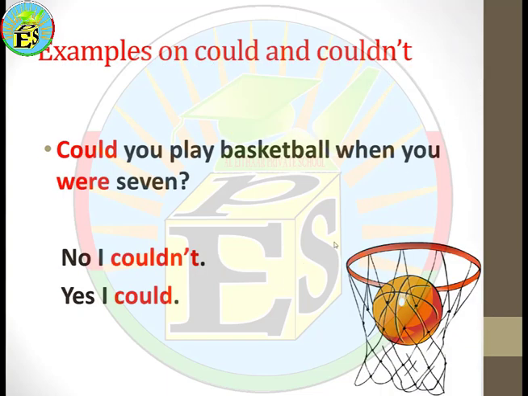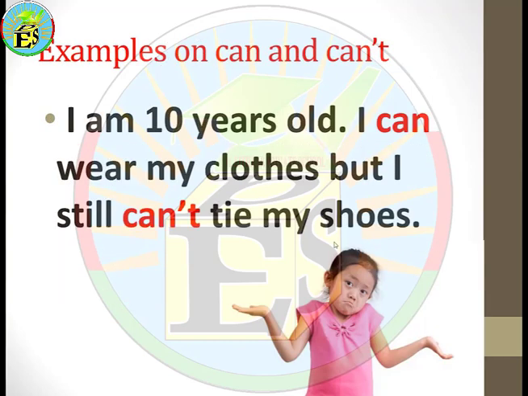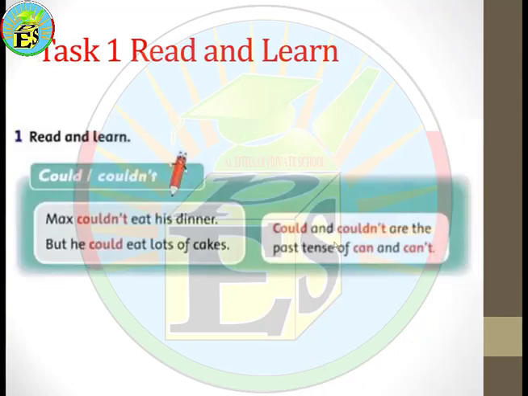Could you play basketball when you were 7? If no, you will say, no, I couldn't, because the answer and the question are in the past. If yes, you will say, yes, I could. Depends on you. Another example. Look at this girl here. She's talking about herself. I'm 10 years old. I can wear my clothes, but I still can't tie my shoes. So here, this girl is talking in the present. She's 10 years old now. She can wear her clothes, but she can't tie her shoes. The tense is different.